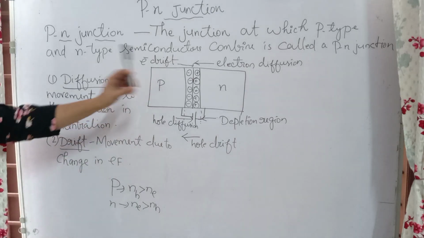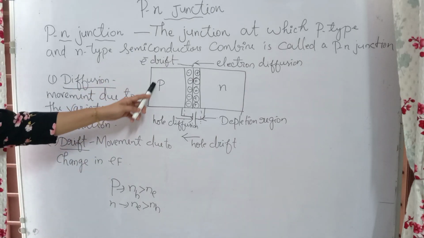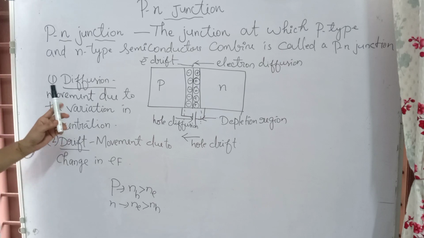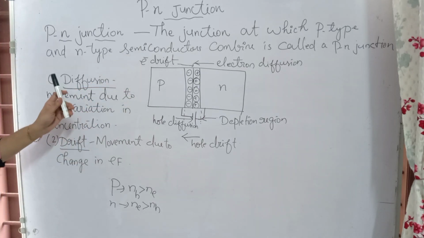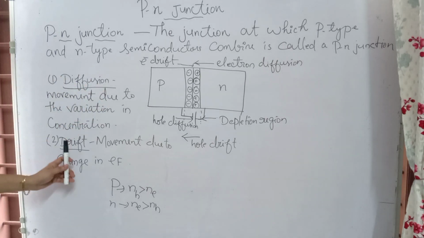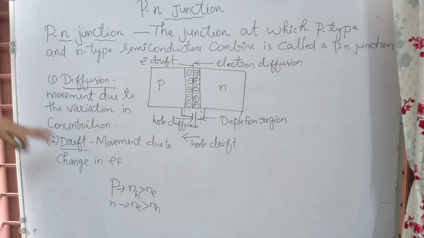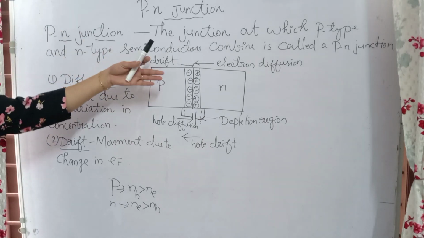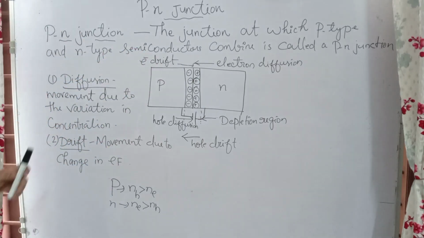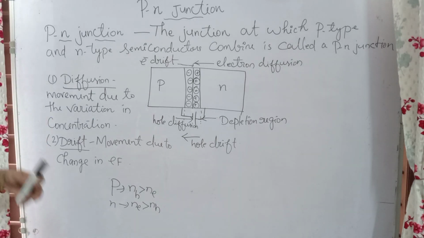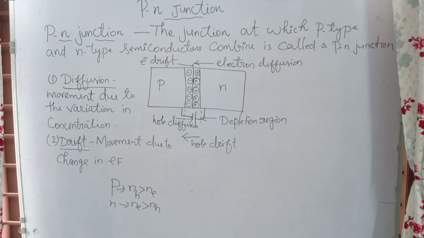Clear? Now we have to know the formation of the p-n junction. There are two processes happening in p-n junction formation. The first one is diffusion and the second one is drift. First of all, we have to know what diffusion is and what drift is. After that, we can move to the process. Diffusion means movement due to the variation in concentration. In chemistry we might have heard about diffusion, right? Due to the variation in concentration, the movement will happen.